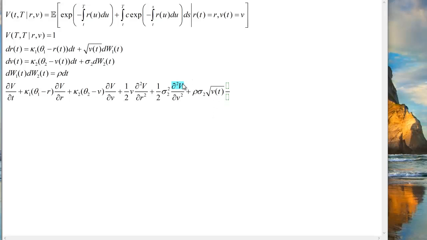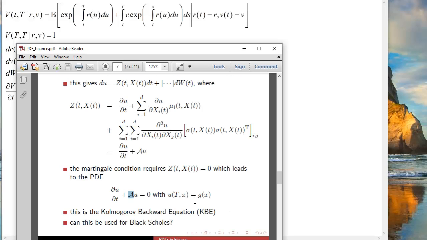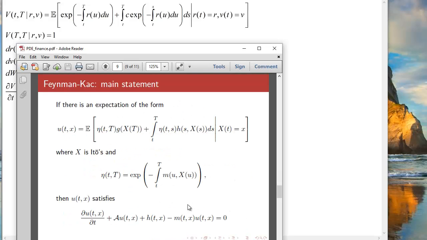And then we again have the second order partial with respect to R and V. And now what do we have there? So this corresponds to the calligraphic A times V. And now we have something extra there. We have this H, and I told you H is C in my case.